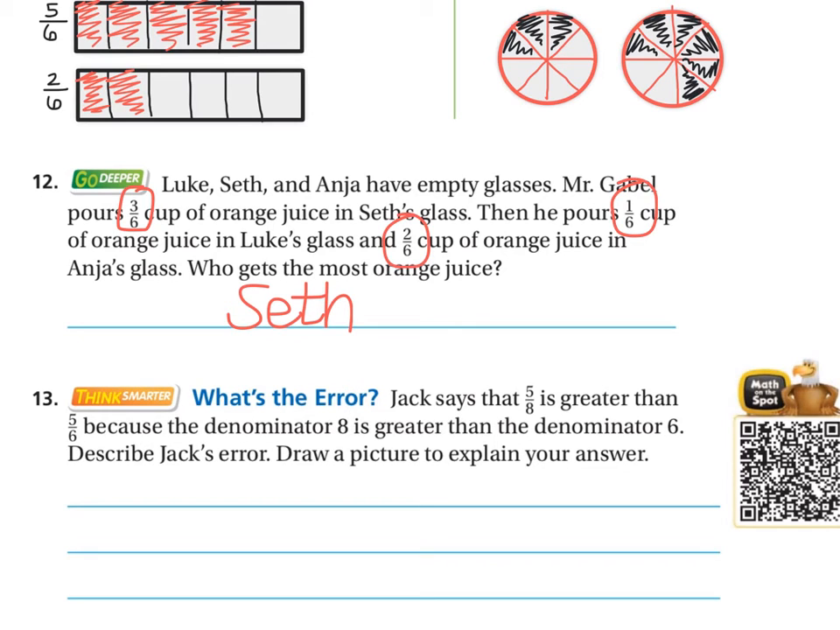Now I notice all three of these fractions have the same denominator. There's a 6 in each of the denominators. So when the denominators are the same, I look up at the numerator. The greater the numerator, the greater the fraction. So I have 1, 2, and 3. 3 is, of course, the greatest numerator here. So 3/6 would be the greatest fraction. Now be careful. 3/6 is not the answer. We want to know whose cup had 3/6, and that was Seth's. So that's where we got the answer of Seth.